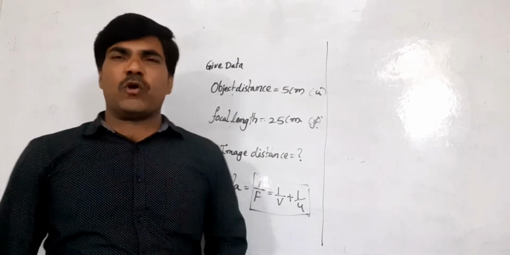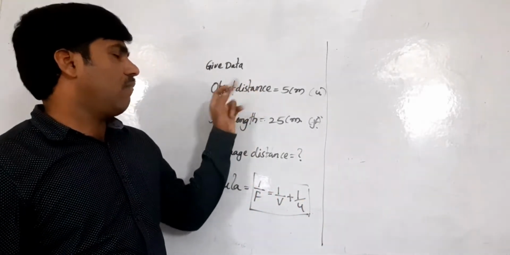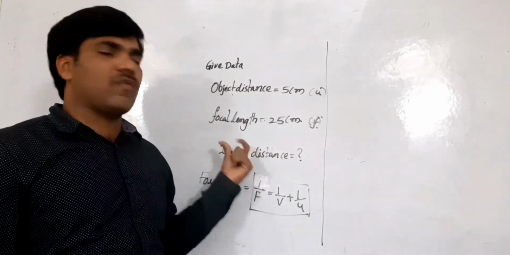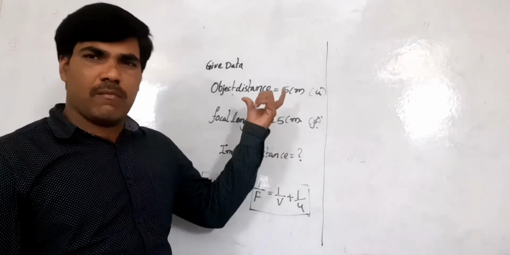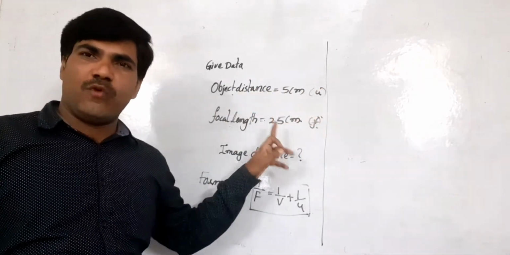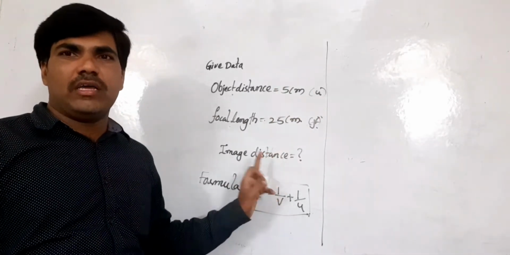Students, this is a simple problem. Only the object distance and the focal length are given. We have to find the image distance. Based on the data, the object distance is 5 centimeters, the focal length is 25 centimeters, and we have to find the image distance.